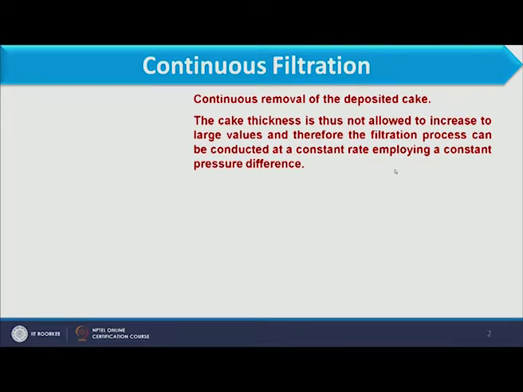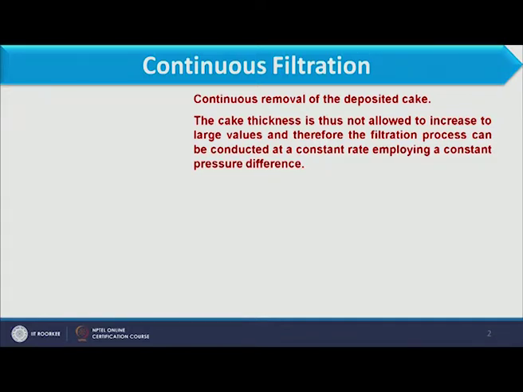Now, if you remember the batch process, there we defined two phenomena. First is the constant rate and second is the constant pressure. Now, why do we increase the pressure? Because after some time when the filtration is carried out, the cake is formed over the filter media, and it offers resistance in the path of the liquid to move, and therefore we have to increase the pressure.